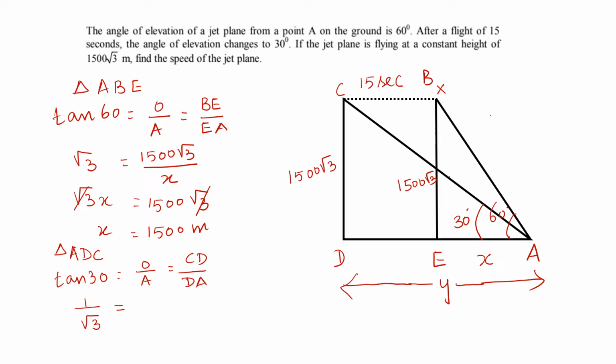Equal to, what is CD? Again 1500 root 3 by what is DA? Y. So when you cross multiply, you will get Y equal to 1500 root 3 into root 3, which will become 3. That is Y equal to 4500. From here you got X equal to 1500, and you got Y equal to 4500.